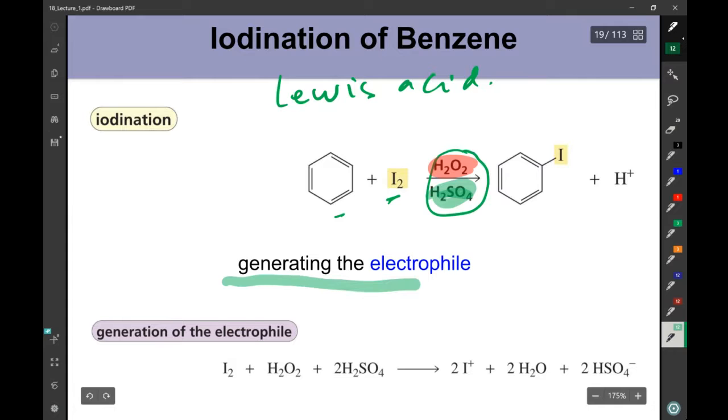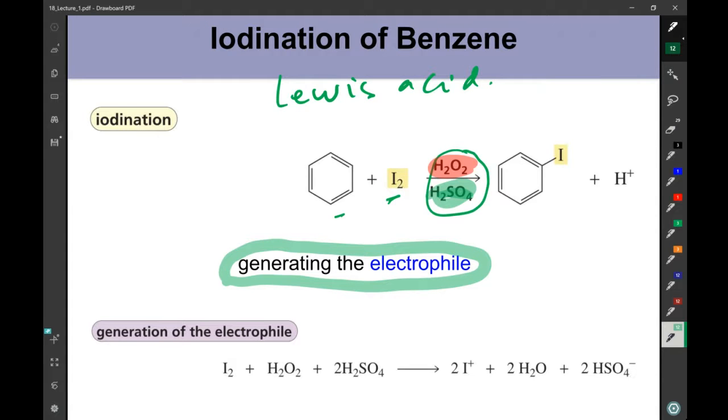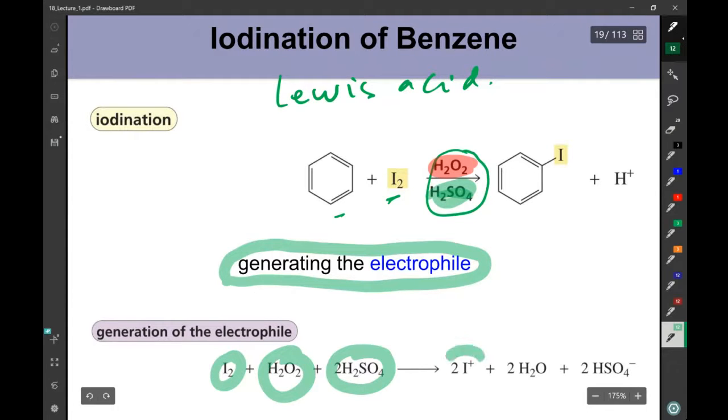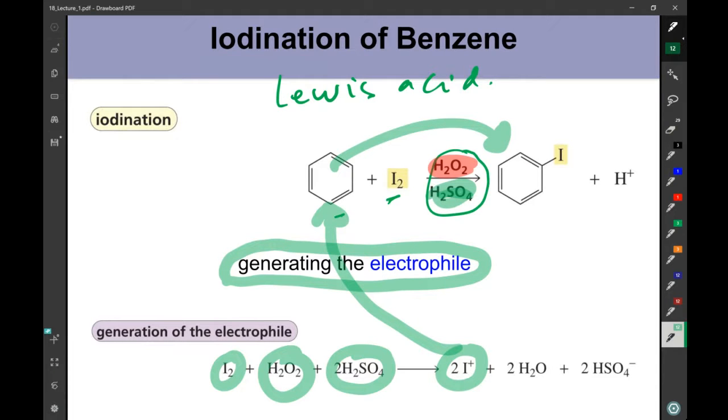Like I said, all reactions always go through the generation of the electrophile. And so to generate your electrophile, the iodine reacts with the peroxide and the sulfuric acid to create your I plus. And the I plus now will react with the benzene ring to give you the final product. Does that make sense?